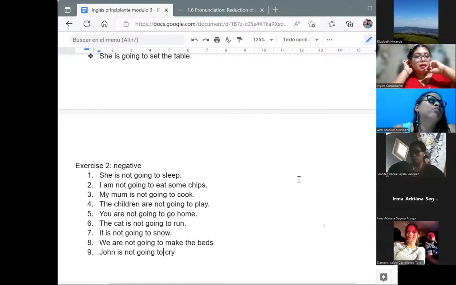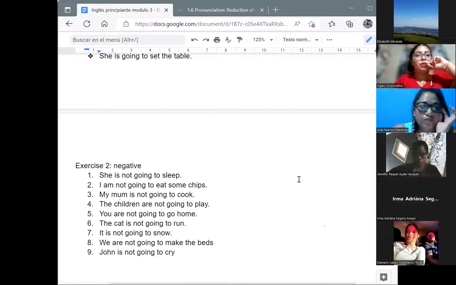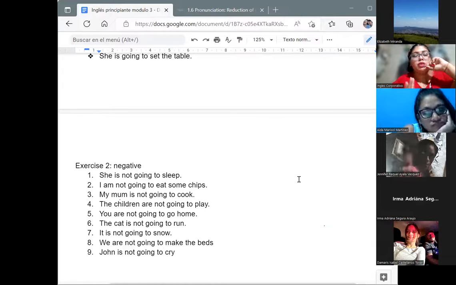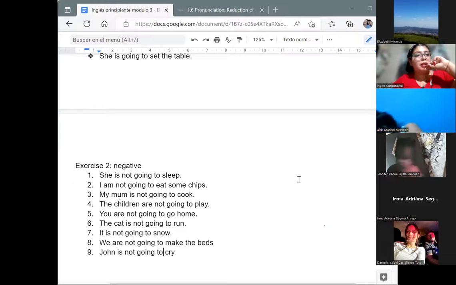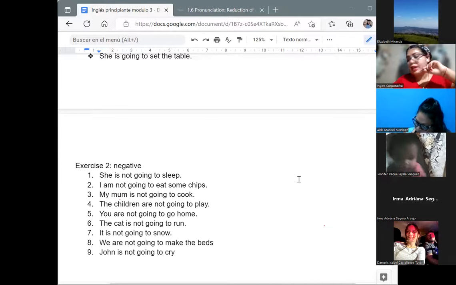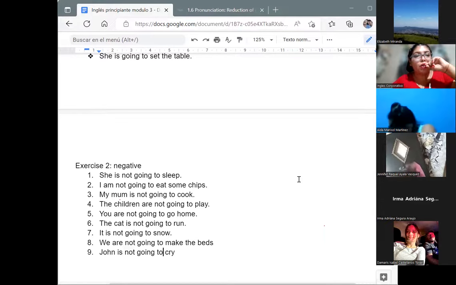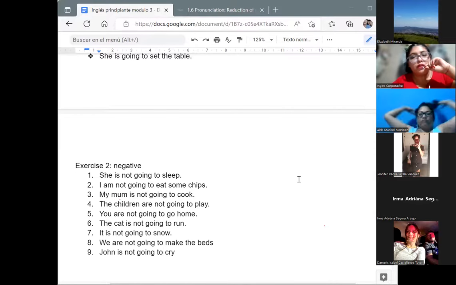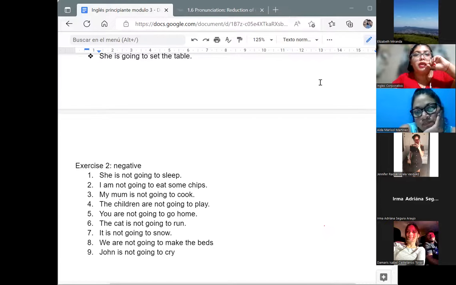Let's see. Vamos a dejar el ejercicio 3. Yo se lo voy a colocar en el documento. Ustedes lo van a encontrar ahí para que lo lean. No lo vamos a hacer en este momento, sino que lo vamos a leer detenidamente después. Porque vamos a pasar a lo que es el video de la explicación de cómo podemos hacer nosotros para reducir el uso del going to. Vamos a ver otra forma de utilizar el going to. O cómo lo podemos pronunciar in English when we are talking.